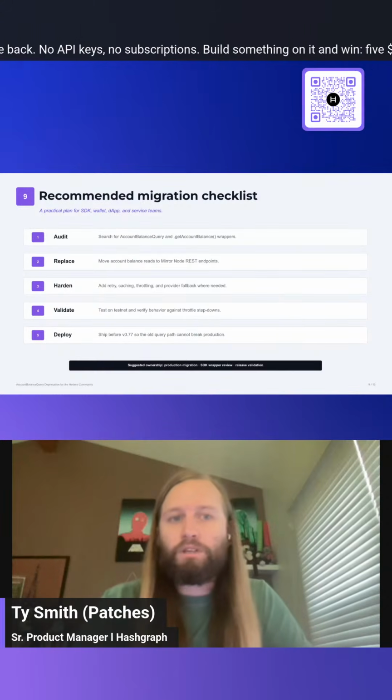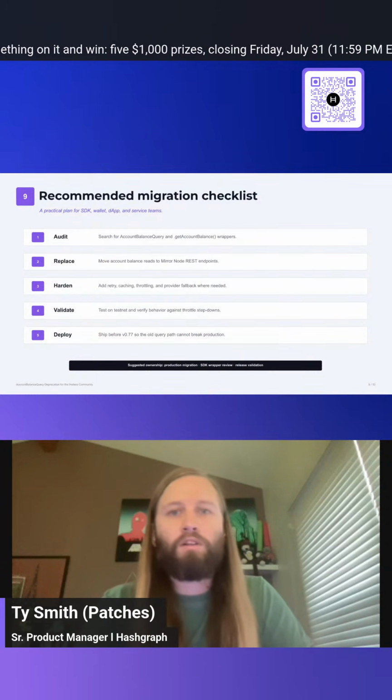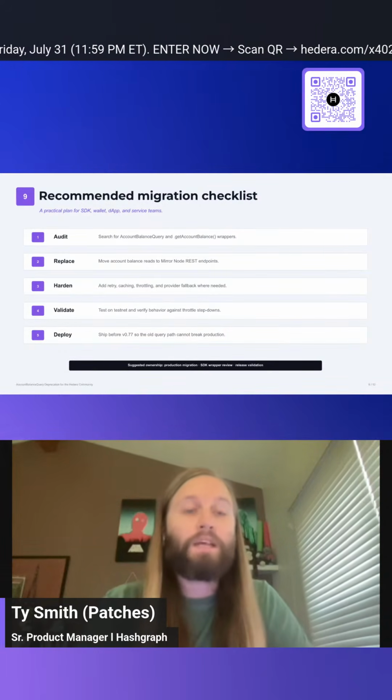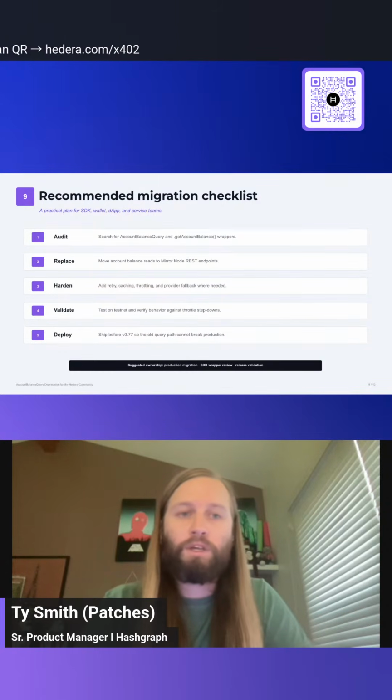So, recommended migration list. First, just audit your code. Look, is an account balance query there? Look for the wrapper's .getAccountBalance function. If it is there, then just replace it and move that balance read to a mirror node REST endpoint.